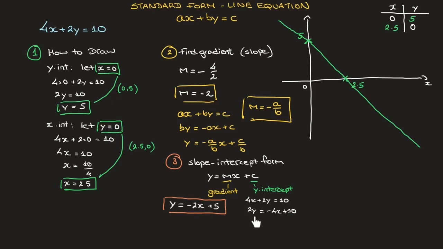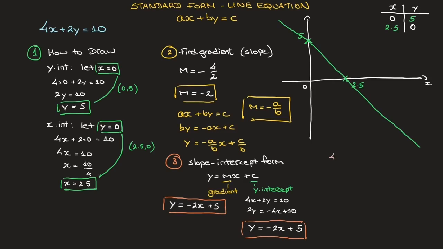Next, since y is being multiplied by 2 on the left-hand side, to get rid of the 2, we need to divide every single term that we see by 2. And in doing so, the line equation becomes y is equal to negative 4x divided by 2, which is negative 2x, plus 10 divided by 2, which is 5. Done. We've now rewritten the line in its slope-intercept form.